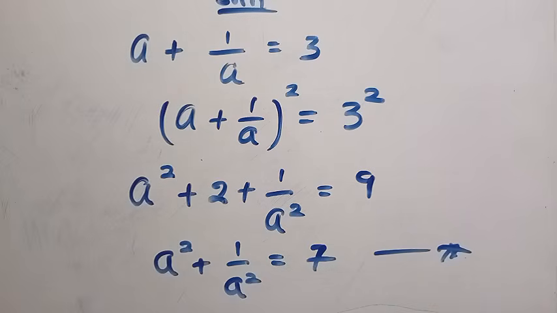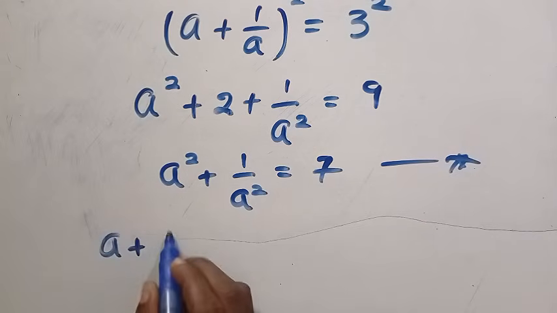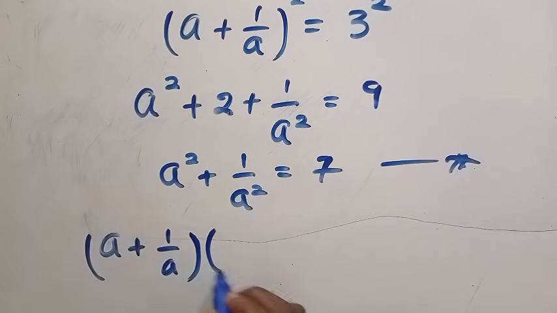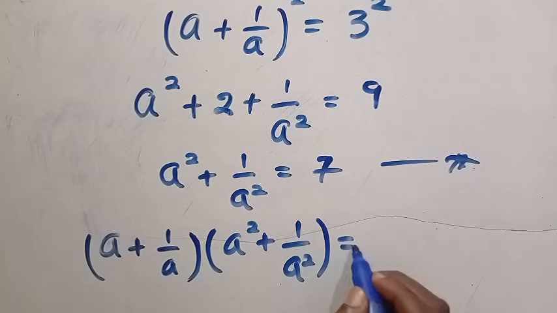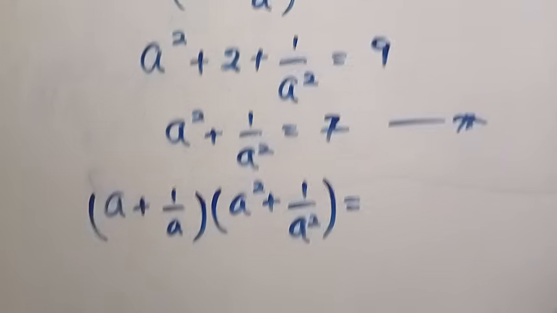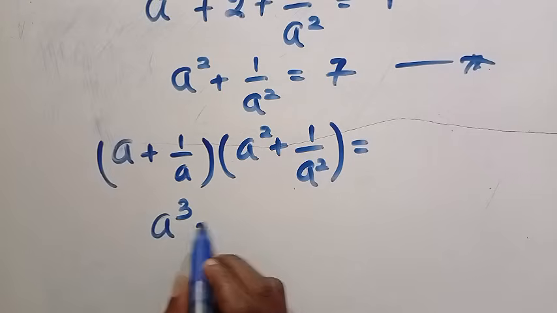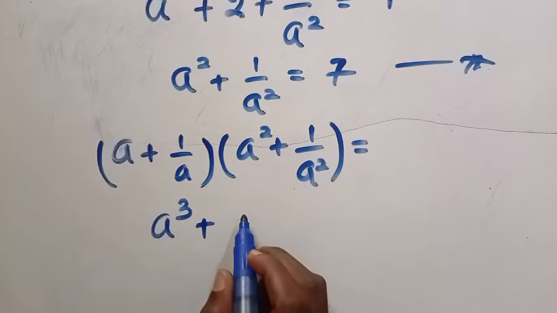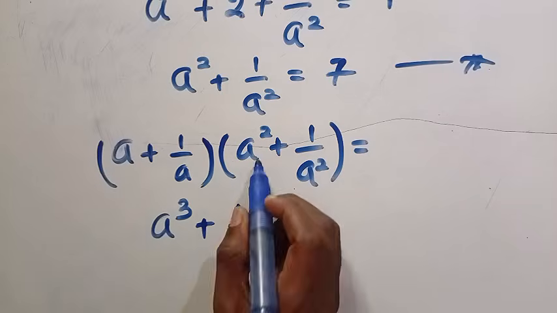And again, we need a cubed plus 1 over a cubed. If I multiply a plus 1 over a by a squared plus 1 over a squared, let's multiply this together first. By multiplying this together, we have a multiplied by a squared, which gives us a cubed, plus a multiplied by 1 over a squared, which gives us 1 divided by a, plus 1 over a multiplied by a squared.